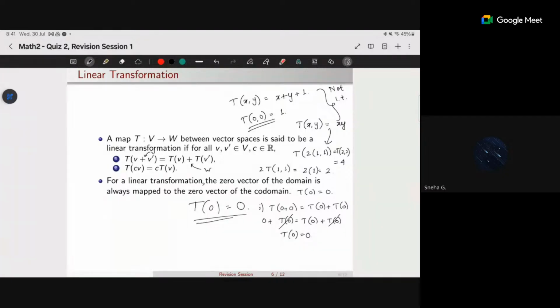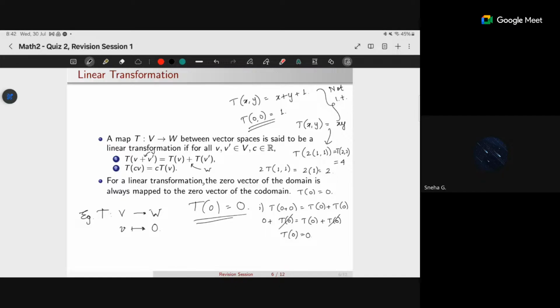So take for example the map between any vector spaces where I send any vector to 0. That is also a linear transformation by definition, because your T of V plus V prime, T of V, T of V prime, all of these things will be 0. Trivially, both of the necessary conditions are satisfied. So this is a linear transformation.